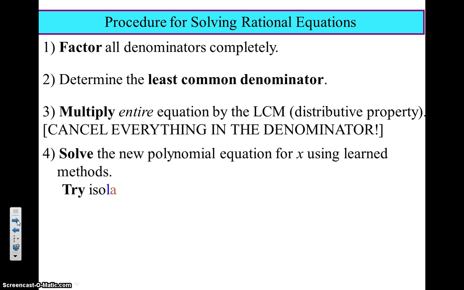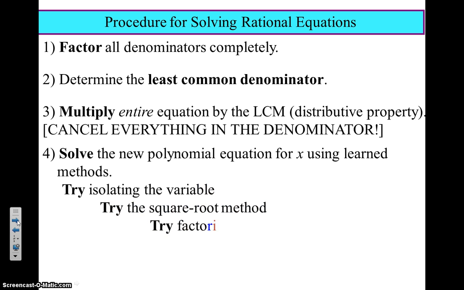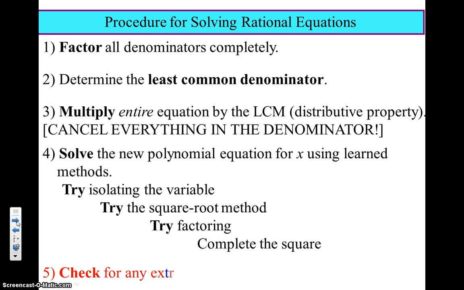And then we'll solve that new polynomial doing our different methods, whether it's factoring, completing the square, whatever method you feel like you can do to solve what we have left. We do need to check for those extraneous solutions in the original equation, specifically any of the solutions that might make any of our denominators 0.